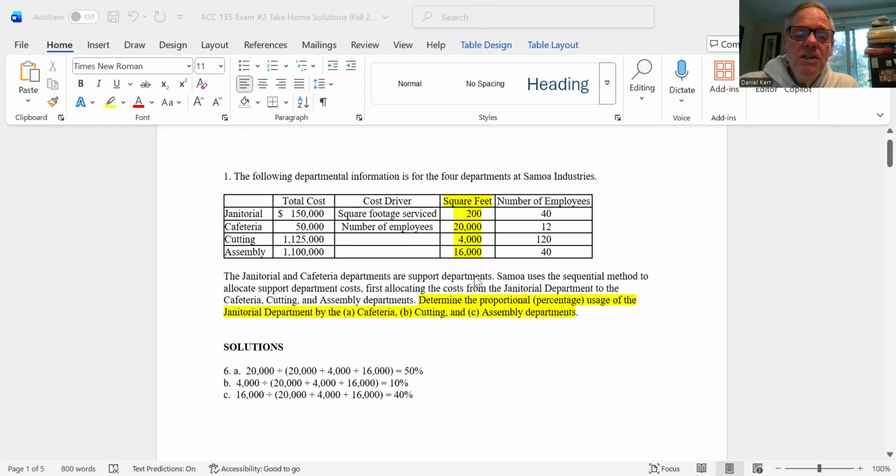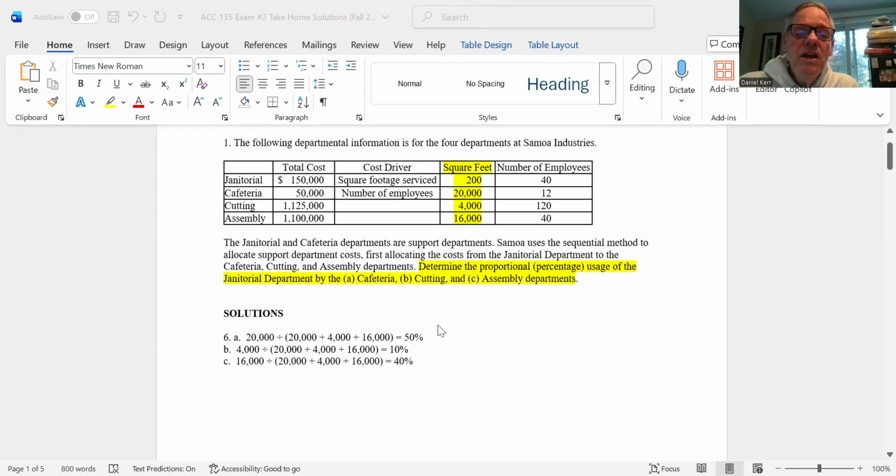So if you set those up, you get 50% goes to cafeteria, 10% goes to cutting, and 40% goes to assembly. How did we get those? We took the square foot of those departments and divided it by the total of all the square footage. And that gives you those various percentages. So 50%, 10%, and 40% is your correct answer, and that's done on the basis of the square footage.